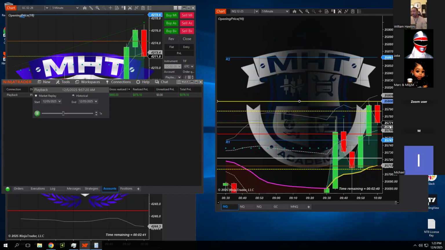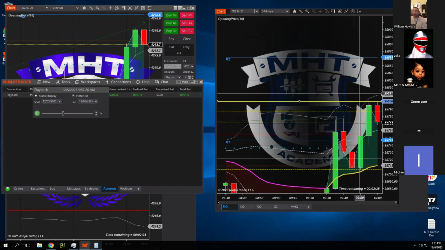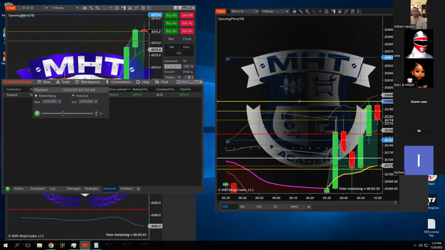And before I take a trade, I always ask myself, why am I taking this trade? So I mark up my levels. I don't take a trade unless it's at some kind of level. Ooh, y'all heard that? That means somebody took a big old trade.